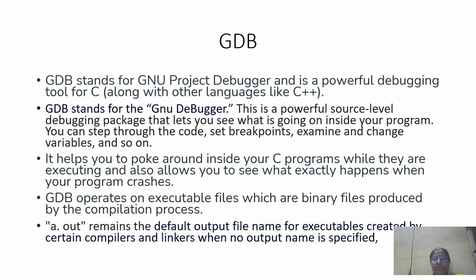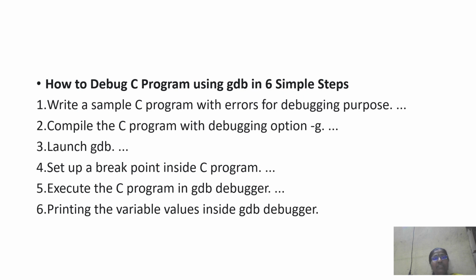GDB operates on executable files, which are binary files produced by the compilation process. a.out remains the default output file name for executables created by certain compilers and linkers when no output name is specified. So, how to debug a C program using GDB in 6 simple steps. Write a sample C program with errors for debugging purposes. Compile the C program with the debugging option -g. Launch GDB. Set up a breakpoint inside the C program. Execute the C program in the GDB debugger. Print the variable values inside the GDB debugger and examine the values.